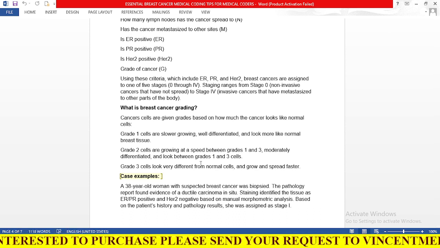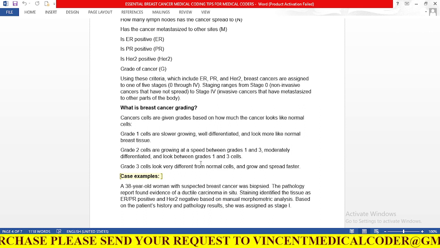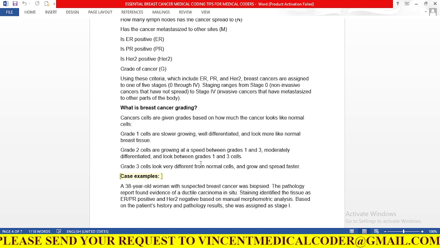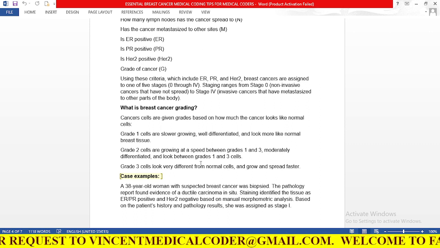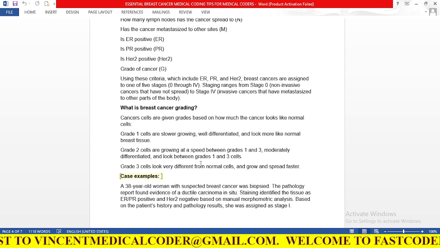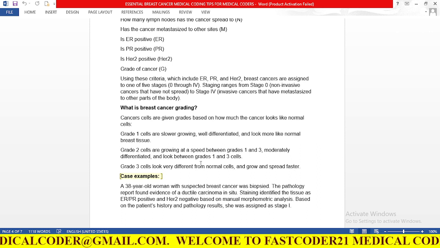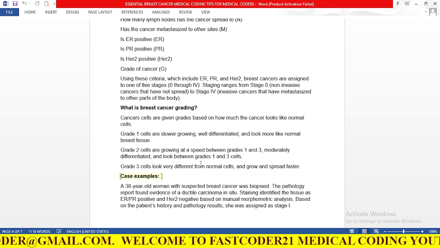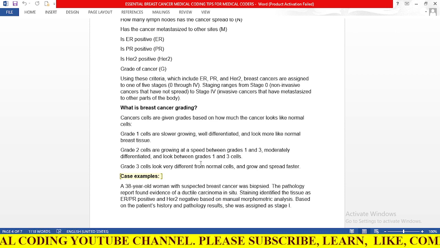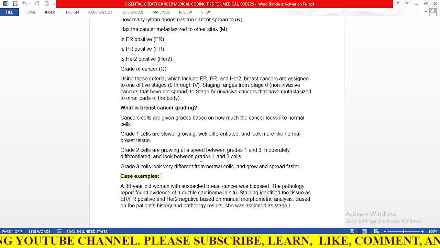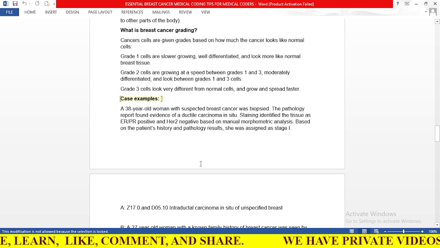Basically, cancer cells are given grades based on how much the cancer looks like normal cells. Grade 1 cells are slower growing, and grade 2 cells are between grades 1 and 3. So they are moderately differentiated and look between grade 1 and grade 3 cells. Grade 3 cells look very different from normal cells and grow and spread faster. So basically grade 1 cells are slower growing, grade 2 are in between 1 and 3, and grade 3 spreads very fast. So we have a few case examples here.